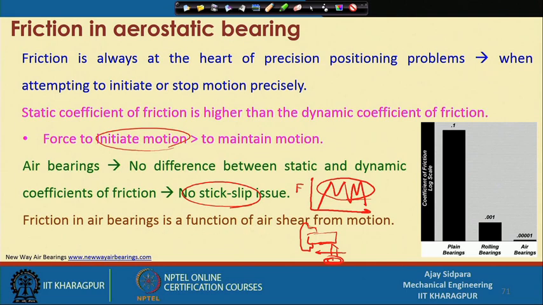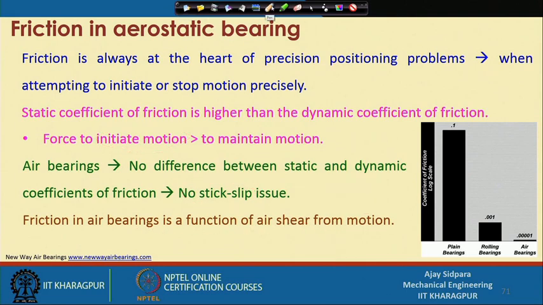Friction in an air bearing is a function of the air shear from the motion. So, here also there is friction, but that friction is not because of mechanical contact, but because of the air shear, because now we have one particular surface and there is an air supply between the surface and the under surface of this carriage. How much shear this air has will create a friction, but that friction is still much lower than the friction achieved by the other types of bearing surfaces.